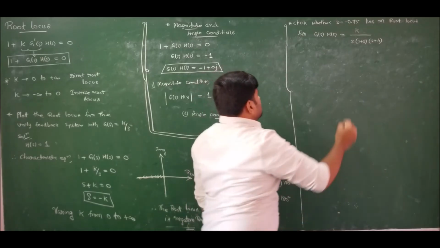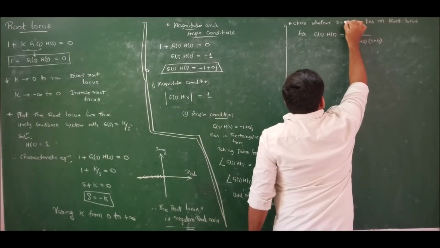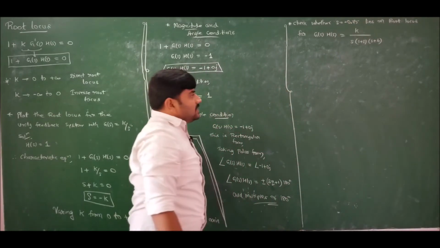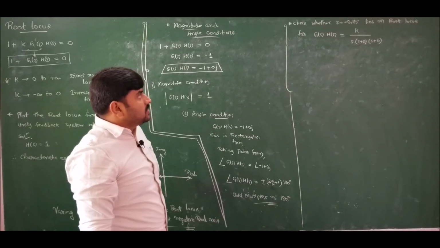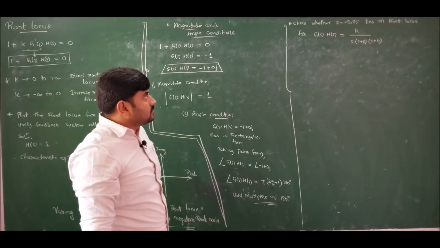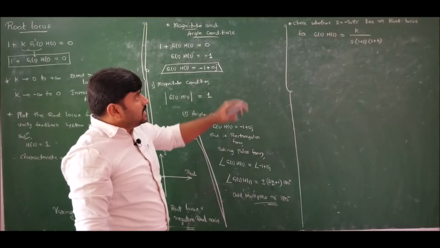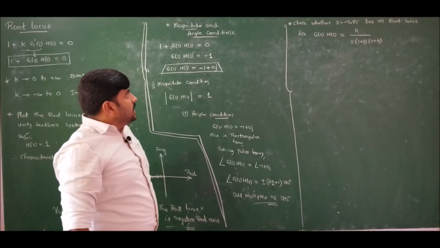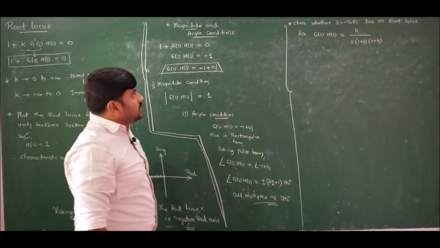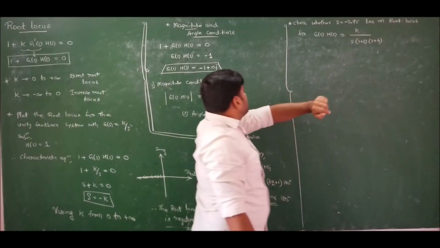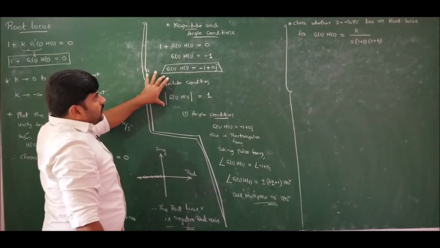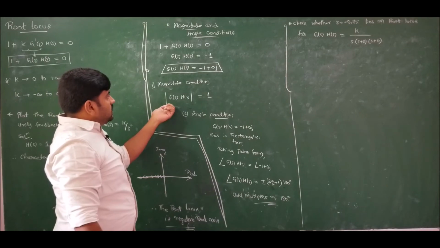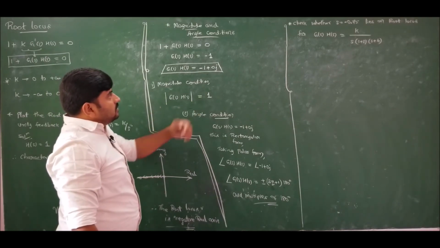Take the second example problem. Check whether s is equal to minus 0.75 lies on the root locus for G(s)H(s) equal to K divided by s(s plus 2) into (s plus 4). Now in order to check whether s is equal to minus 0.75 lies on the root locus, I can use the conditions we have, angle condition and magnitude condition. Since I don't know the value of K, let me calculate the value of K by using the magnitude condition. That is, modulus of G(s)H(s) must be equal to 1. Correct?